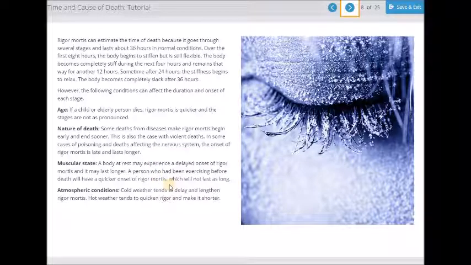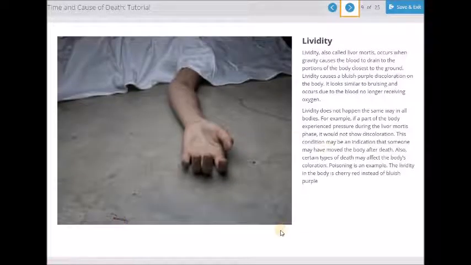The state of the muscles matters, because if you had been exercising right before you died, the rigor mortis happens quicker, but it doesn't last as long. Atmospheric conditions also matter: cold weather slows down rigor mortis, warm weather speeds it up and makes it happen over a shorter period of time. But these are all things that are known. Forensic scientists are aware of these factors, so they can take that into account and still get a fairly accurate guess as to when the body was killed.